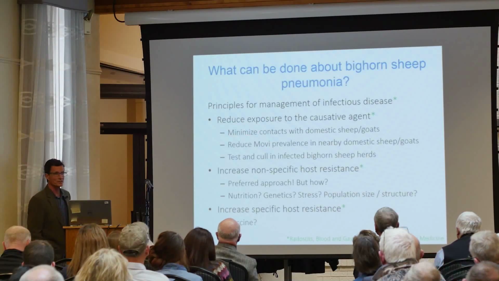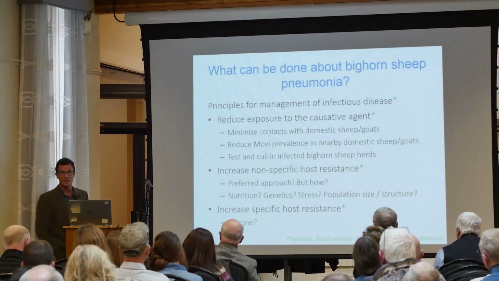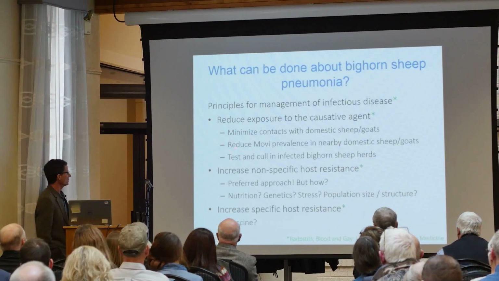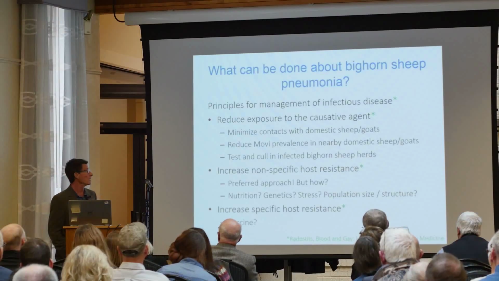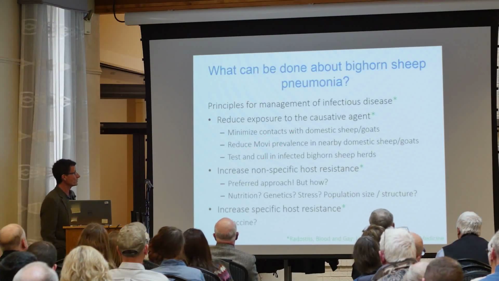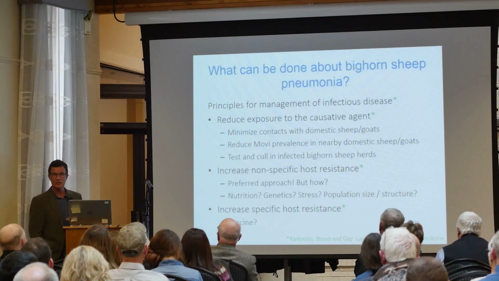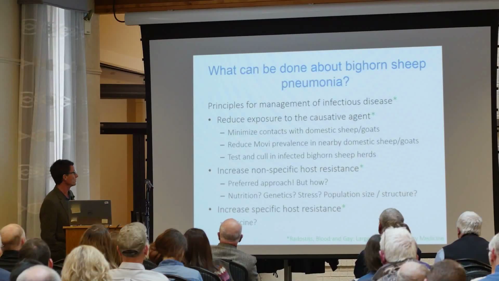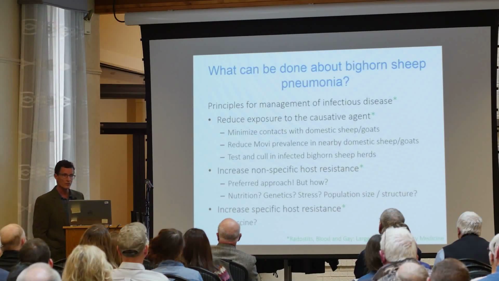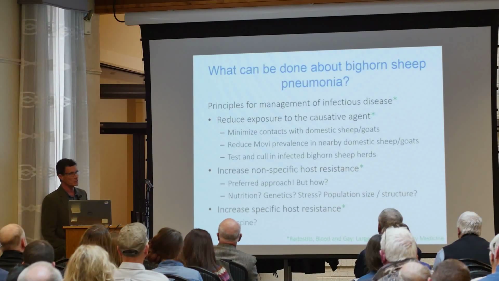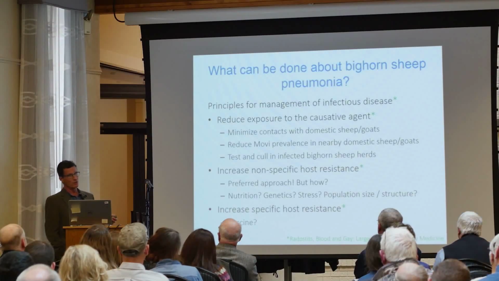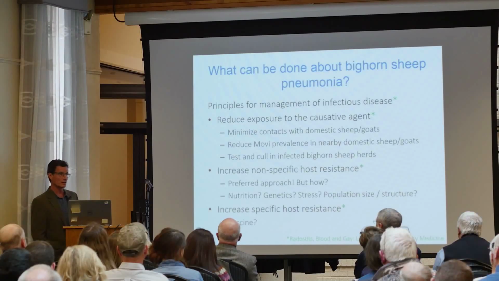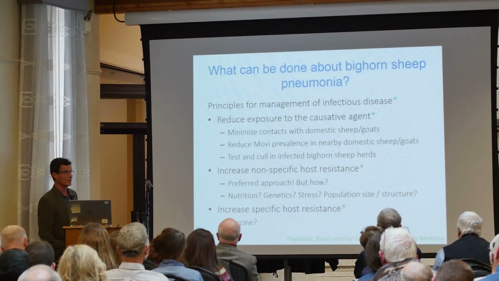Minimizing contacts with domestic sheep and goats has certainly been on the table for a long time and continues to be there. I've added a second one here that I think shows some promise, which is reducing MOV prevalence in domestic sheep and domestic goat operations adjacent or nearby or within traveling distance of bighorn sheep operations. We've got a couple of management procedures that seem to be able to separate the MOV positive from the MOV negative and could potentially turn a positive flock negative if someone wanted to put in the time and the effort.